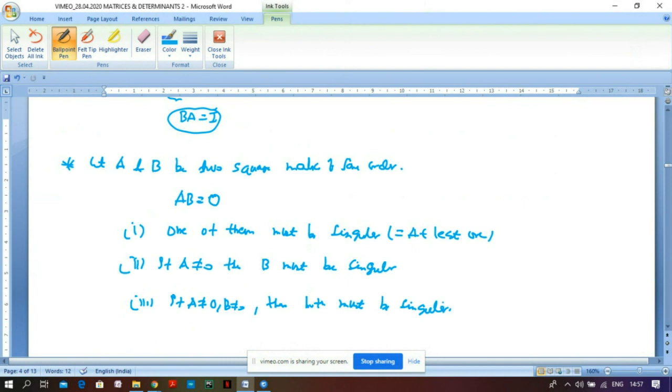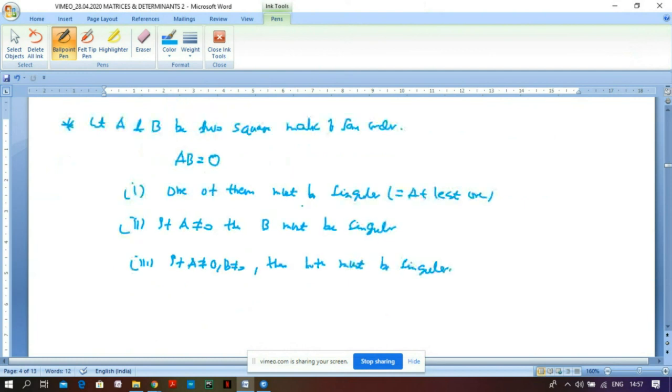So idea is that the product of two square matrices is 0, and then you have to prove that at least one of them must be singular. Means it cannot be that both are non-singular. That's not possible. And other is that if one of them is a non-zero matrix, if one is 0, then of course things are 0. So if one of them is a non-zero matrix, then the other must be singular. And third is that if both of them are non-zero, then both must be singular.